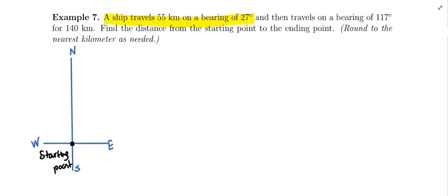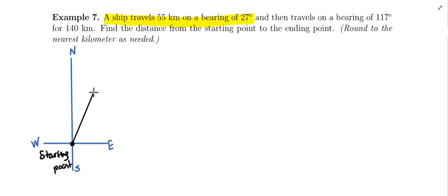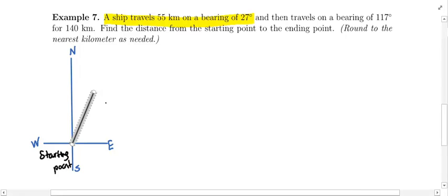What we're going to draw here, and I'll put this in black: we will start at the starting point, align ourselves with due north, and rotate 27 degrees clockwise. You're just going to have to eyeball it here. The length of this line segment is going to be the distance traveled. I want this to be 55 kilometers, so we're just going to have to draw something that will represent 55 kilometers.